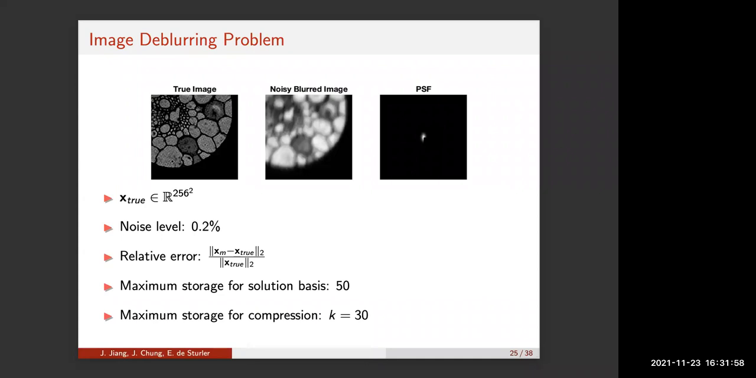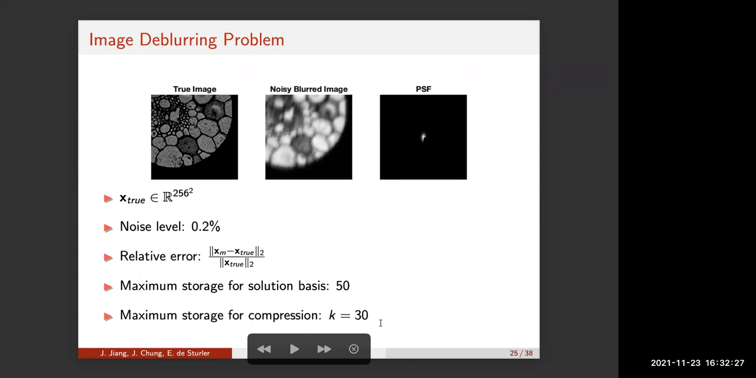Since our method is to address the situation of the storage limit, here we assume the maximum storage is 50. This means that we can at most save 50 vectors, and the length of each vector is 256 squared. And here the maximum storage for the compression is 30.